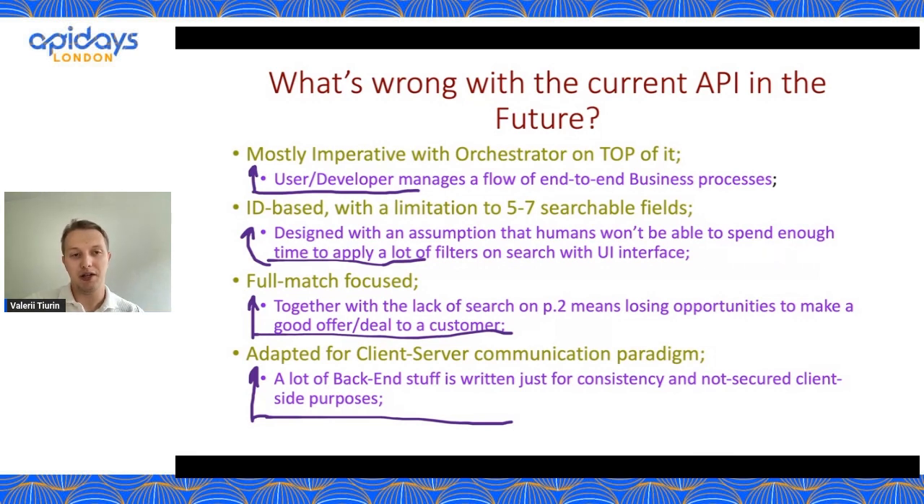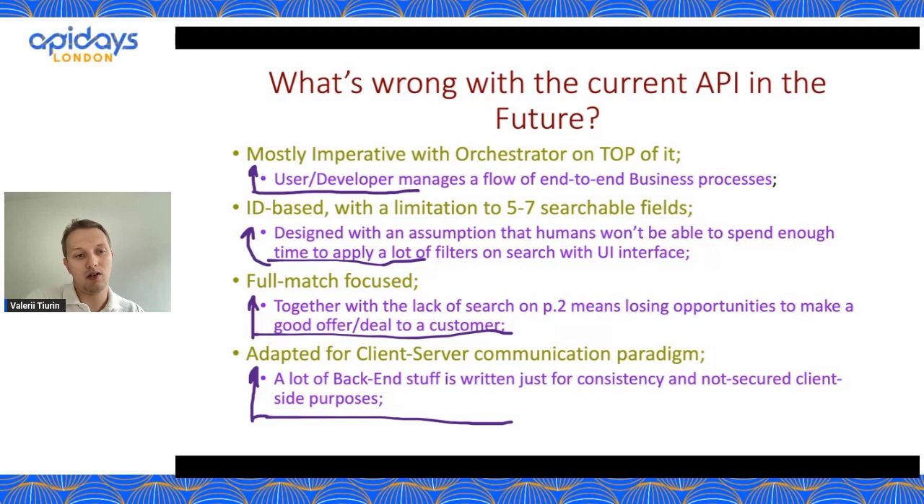The next thing is ID-based with a limitation to 5-7 searchable fields. You know that this limitation on searchable fields was designed with an assumption that humans won't be able to spend enough time to apply a lot of filters and search with your interface. So I bet everyone knows that when you're looking at some system, for example, filtering your flight plans or finding concert tickets, you are not applying a lot of filters in real life as a human. You're applying a few measures, like price, event date, etc., and then just filtering the results in your head. So AI systems can do it in a different way because they can play with a range of different filters.